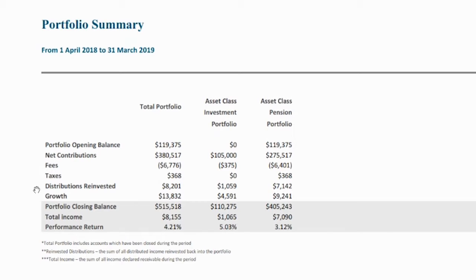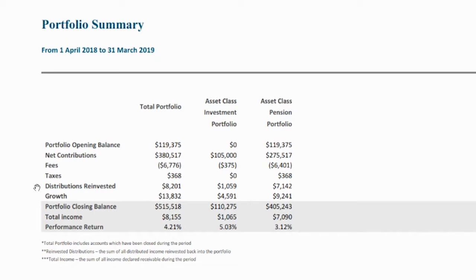Next, we have the distributions reinvested, which is simply the total amount of distributions paid by your investments into the cash account of your portfolios. So say you get paid a quarterly dividend or a distribution into your account from one of your funds over the reporting period. That payment will show up here in this line.